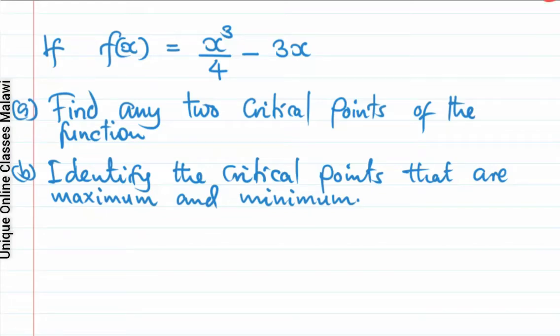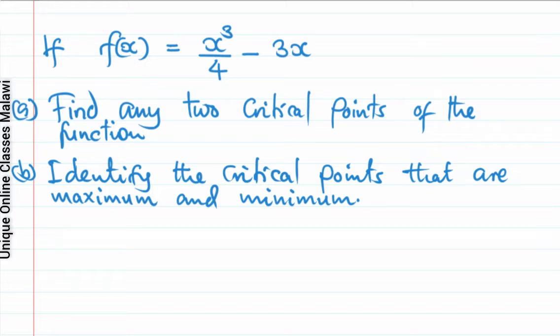Let's see the solution of this one. Now if the function of x is equal to x cubed divided by 4 minus 3x, we should find any two critical points of the function, so we should identify the critical points that are a maximum and a minimum.